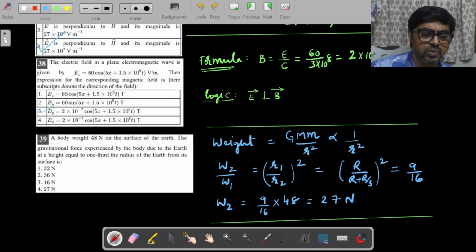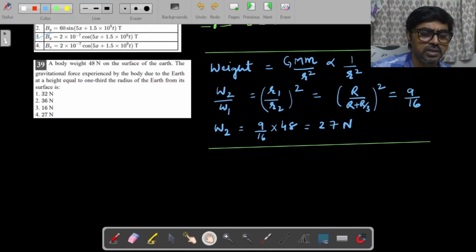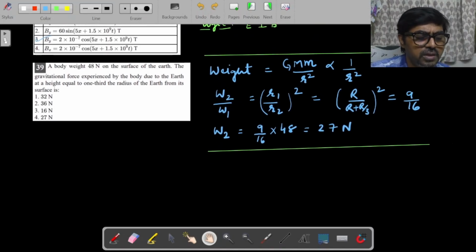Now let's go to 39th question. 39th question. A body weighs 48 Newton on the surface of the earth. The gravitational force experienced by the body due to earth at a height equal to 1/3 of the radius of the earth from its surface is, okay, 1/3 of the radius.